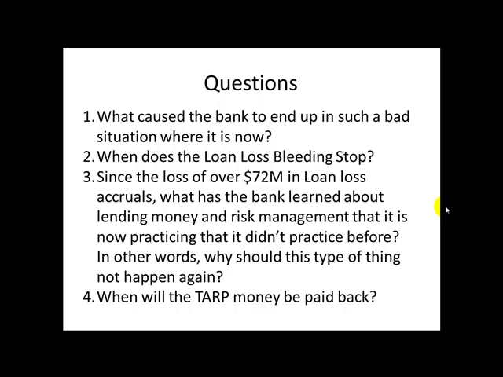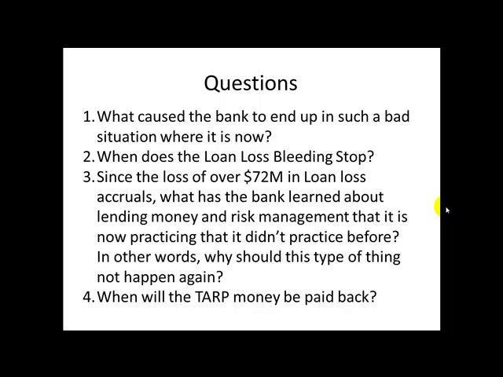Number 2, when does the loan loss bleeding stop? I've asked that before, and the answer I've always gotten is I don't know. I hope maybe he can give an answer to somebody else. Number 3, the bank's lost $72 million in loan loss accruals over the last 4 or 5 years. What has the bank learned about lending money and risk management? What new policies and procedures are in practice now that weren't in practice before? And why should we believe that we're not going to go through another phase of this kind of catastrophe?